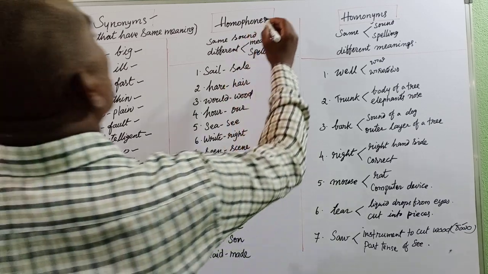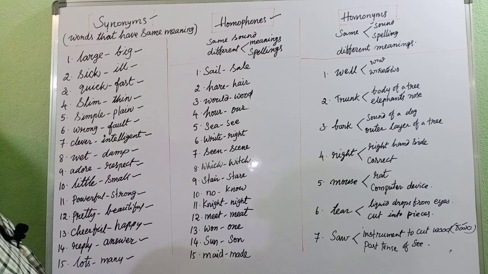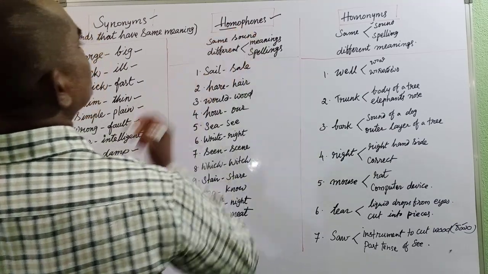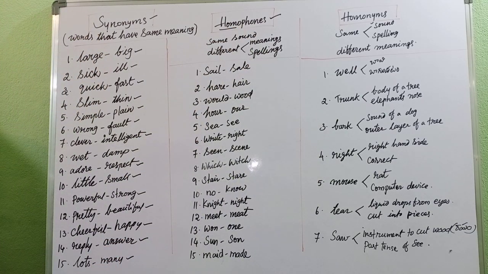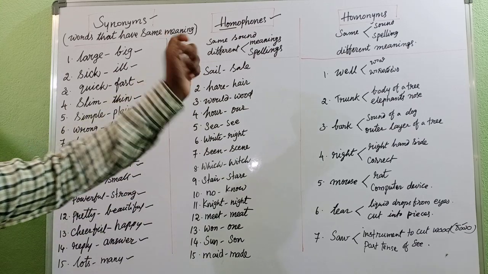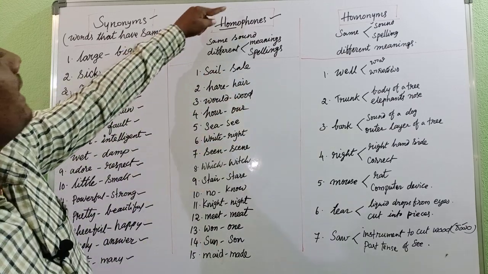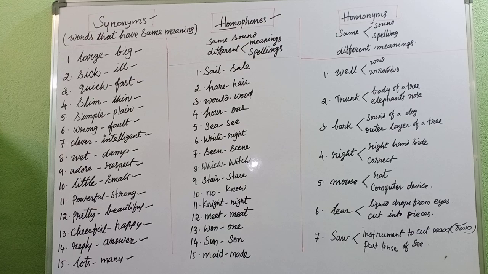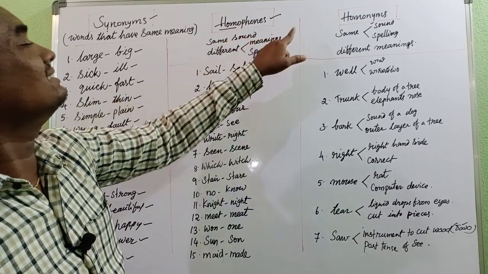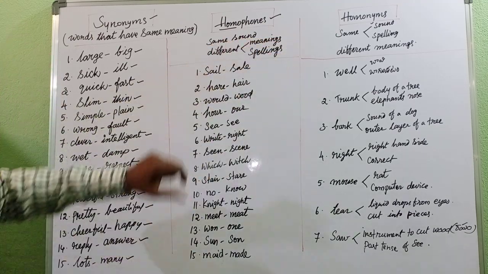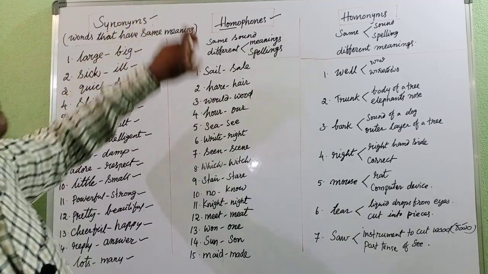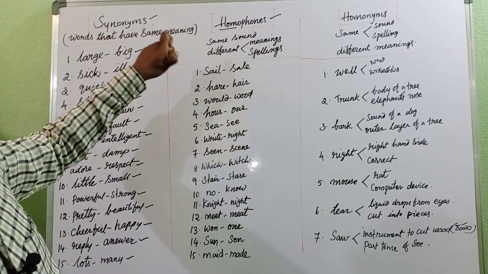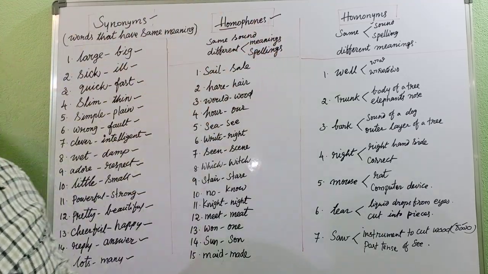Now let's go to homophones. What are the homophones? Homo means same. Phones means sound. So same sound but different meanings and spelling. So a word has the same sound, the pronunciation is the same, but the meaning and spelling are different.